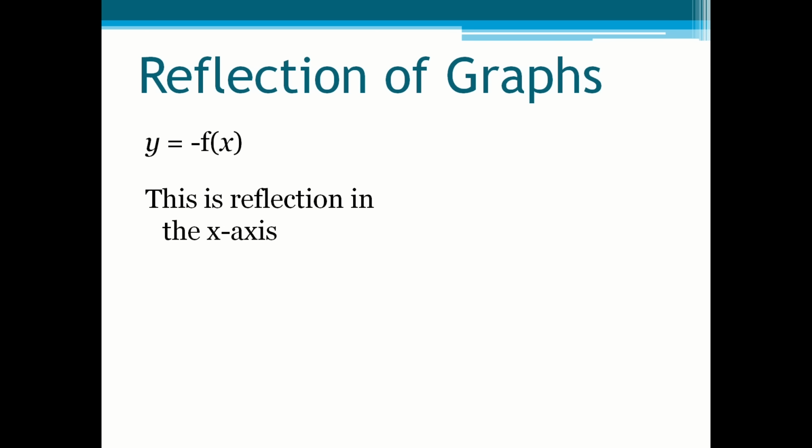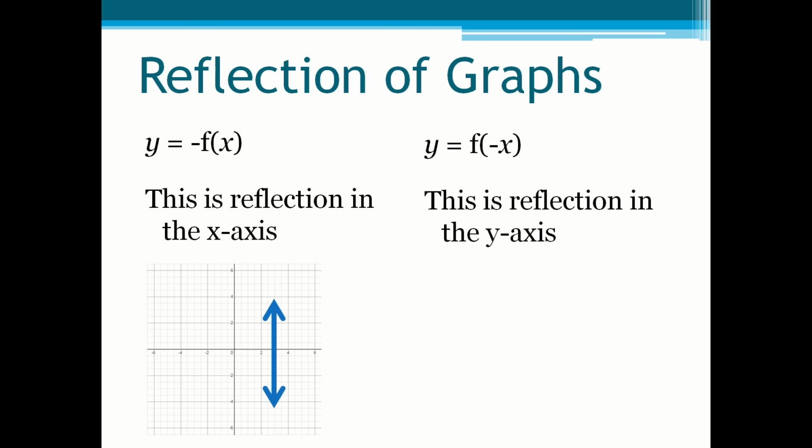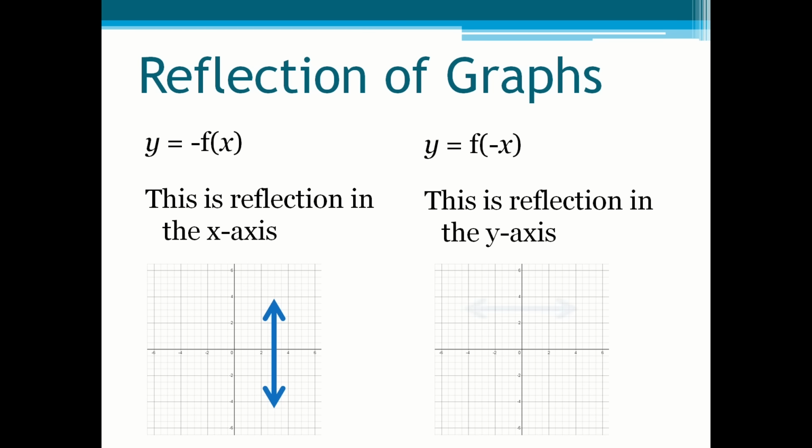Now we're going to look at reflection of graphs. So y equals minus f of x. This is a reflection in the x-axis, which is seen above and below the x-axis. So when the minus is outside of the brackets, it means there's a reflection up and down of the x-axis, and if the minus is in the brackets, it is a reflection in the y-axis, which means that the graph will get reflected left and right of the y-axis.